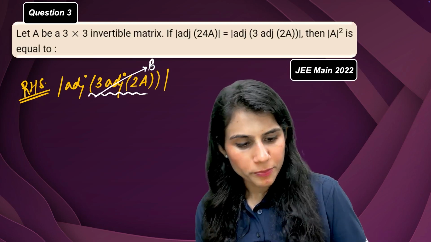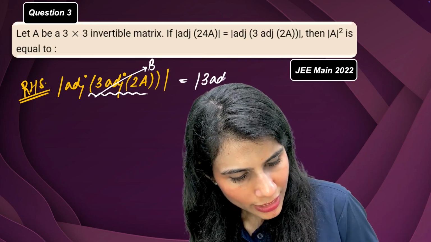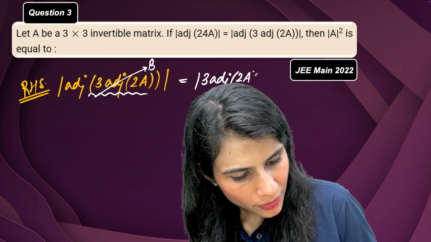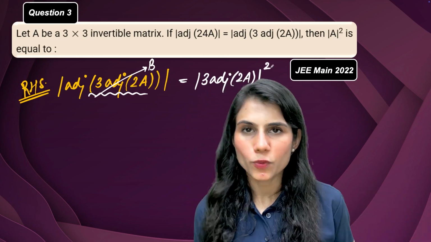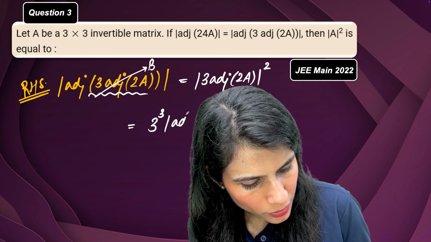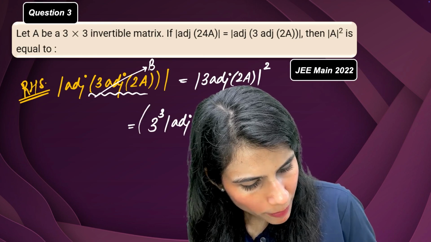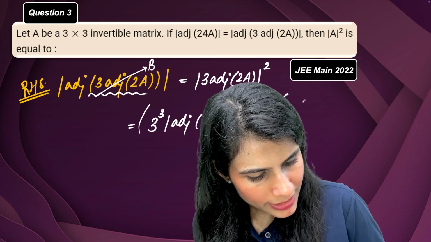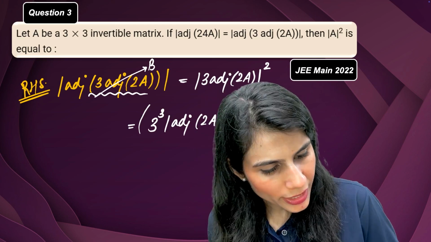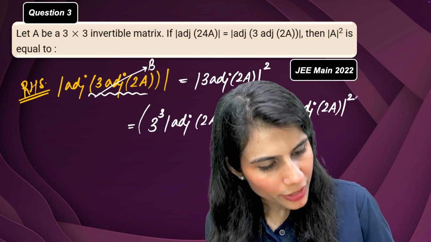Determinant of adjoint of B is determinant of B to the power n minus 1. So determinant of this B to the power n minus 1. Now 3 comes out of the determinant with power 3. You are left with determinant of adjoint of 2A, all of this to the power 2. So this is 3 to the power 6 determinant of adjoint of 2A, determinant of adjoint of 2A to the power 2.